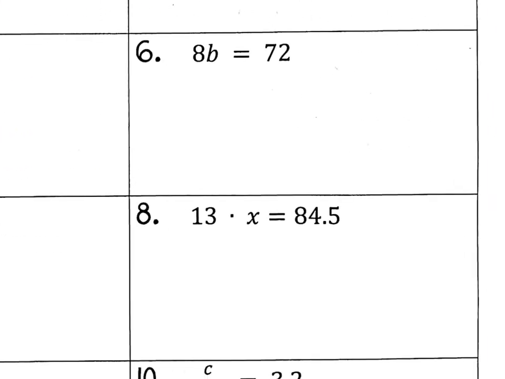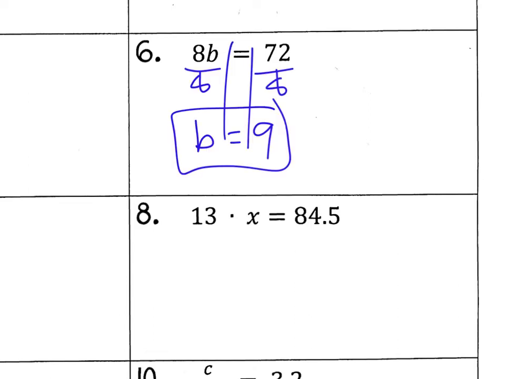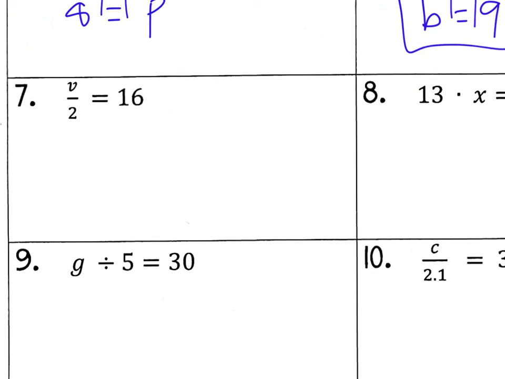All right, let's see if you can do number 6 on your own. All right, on number 6, did you get B equals 9? If you did, congratulations, you're doing the right thing. All right, on we go.